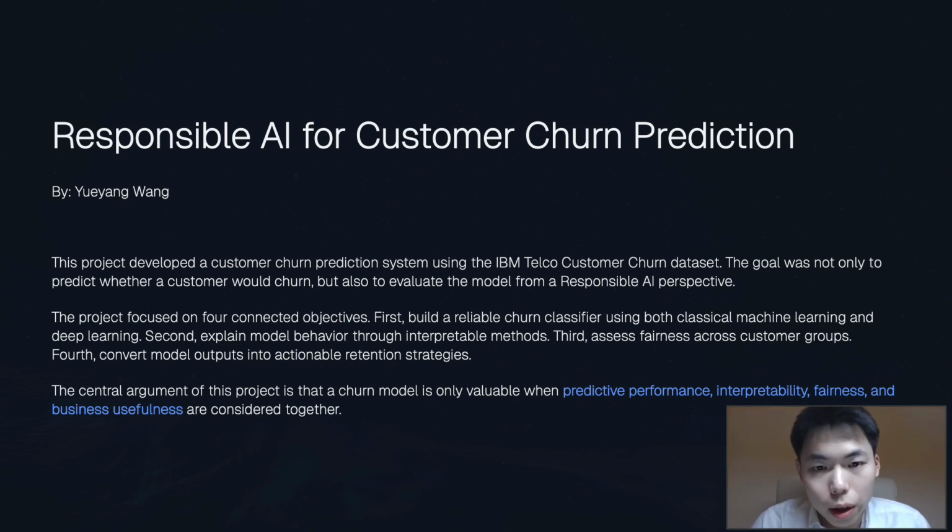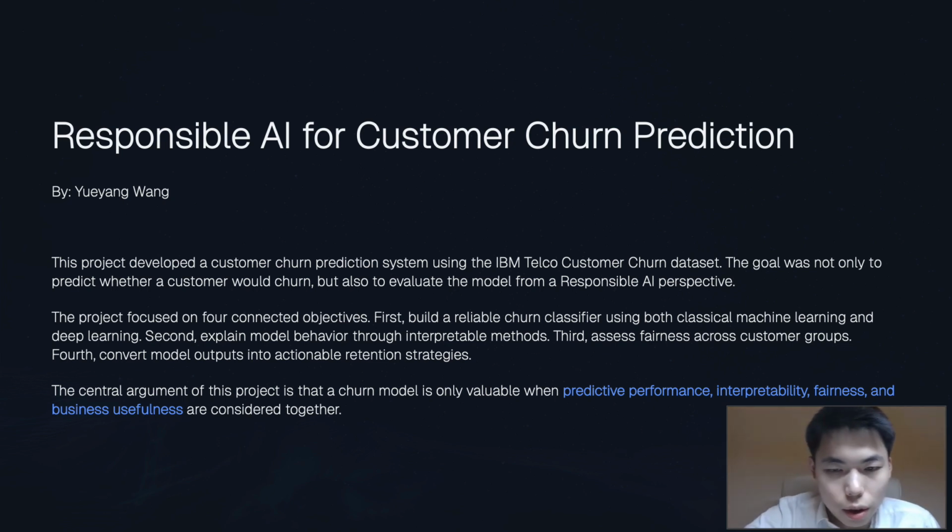Okay, so hello everyone. Today we will talk about my project on responsible AI for customer churn prediction. This project is based on the IBM telco customer churn dataset, and the main goal was not only to predict whether a customer will churn, but also to study the model from the responsible AI perspective. So this project has four connected goals.